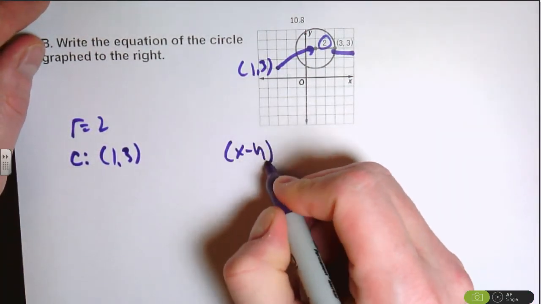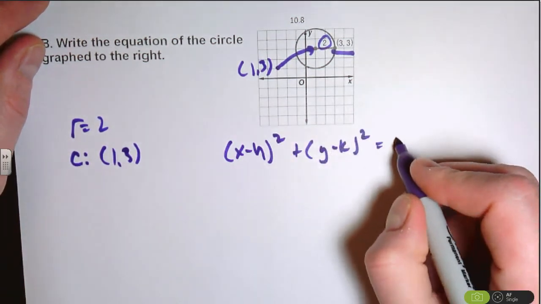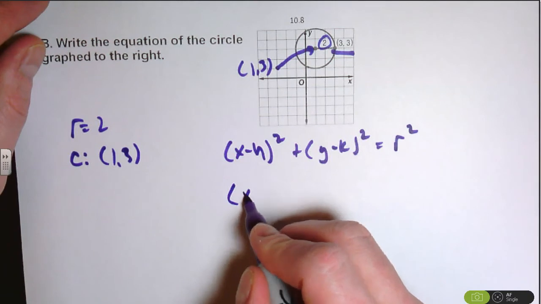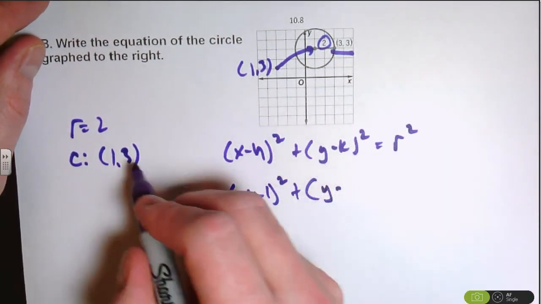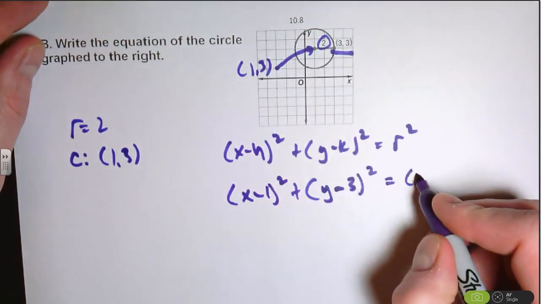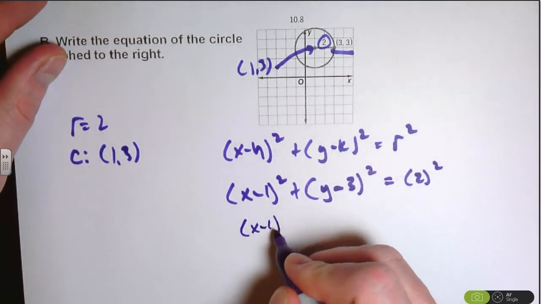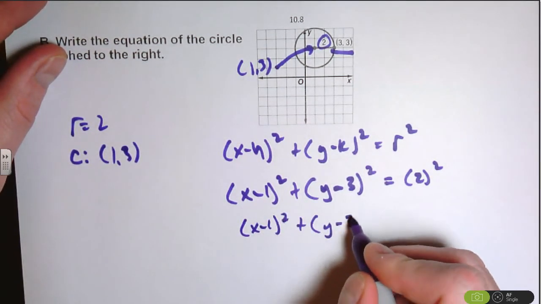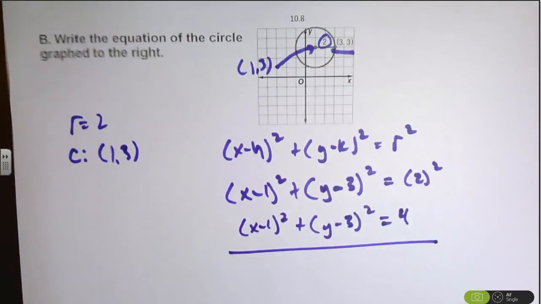x minus h quantity squared plus y minus k quantity squared equals r squared. So x minus 1 squared plus y minus 3 squared equals r, which is 2 squared. And then 2 squared is 4. There we go. Equation of the circle.